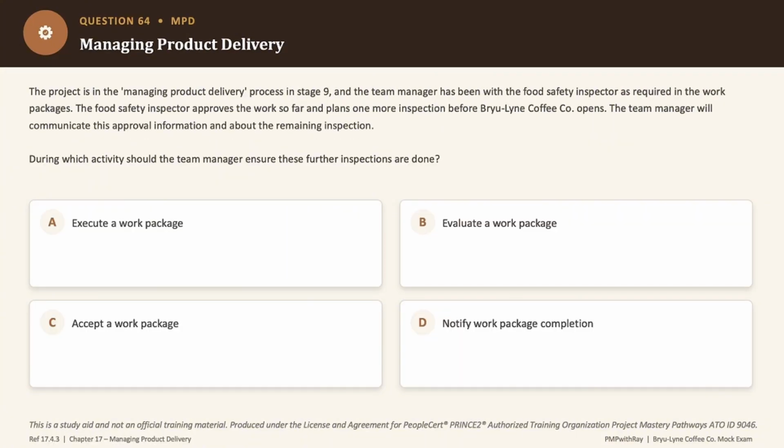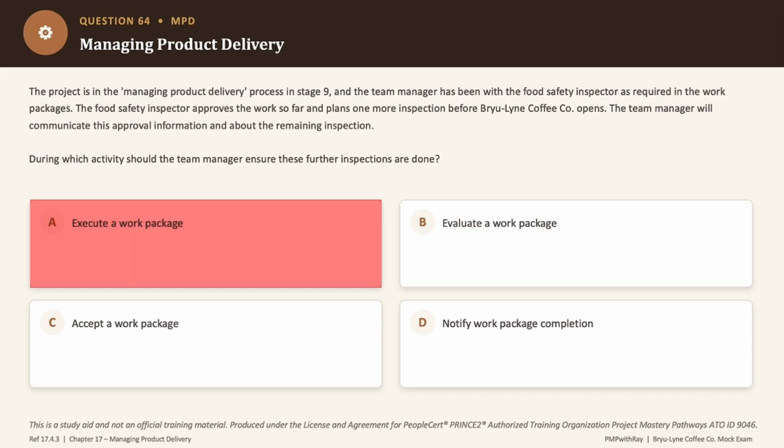Question number 64. The food safety inspector has approved the work so far and wants one more inspection before the branch opens, and the team manager needs to make sure that actually happens and tell the project manager about it. Now the question is, during which activity should the team manager ensure that these further inspections are done? Right, so first, if we evaluate option A, execute a work package is about doing the actual work, not tracking inspection status. So that does not fit, an incorrect answer choice.